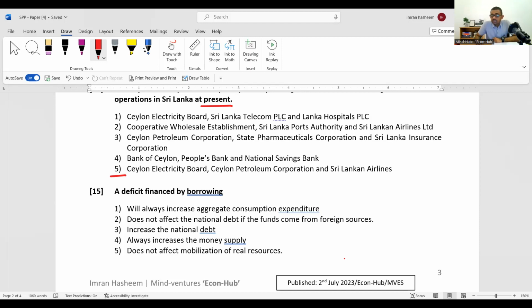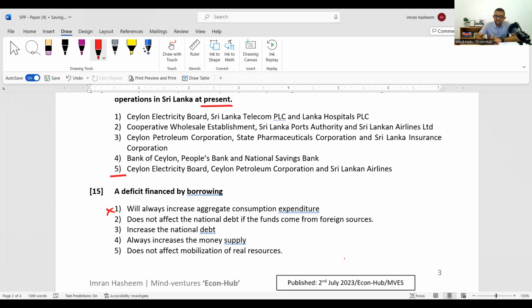For that to happen, the government has to borrow from the banking sources, especially the central bank. So that's out. Does not affect the national debt: if the funds come from foreign sources, no.